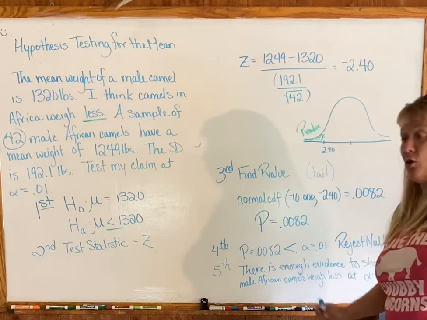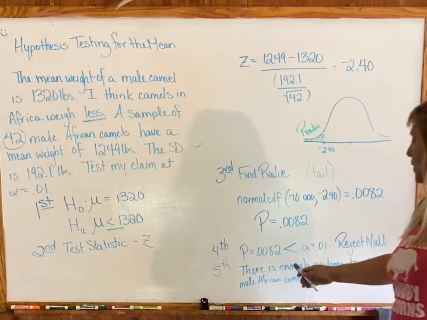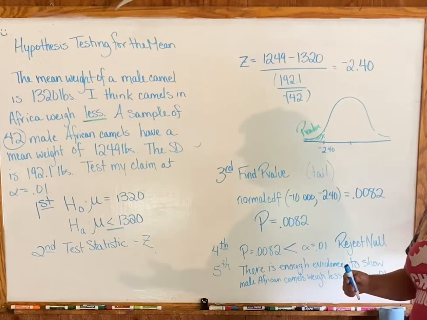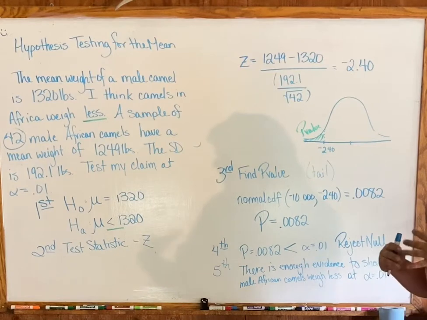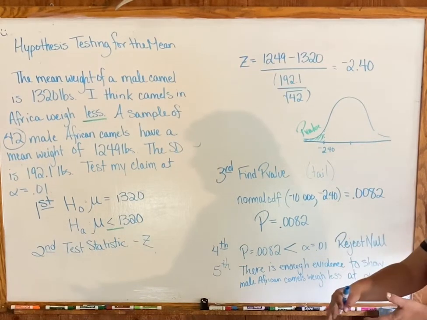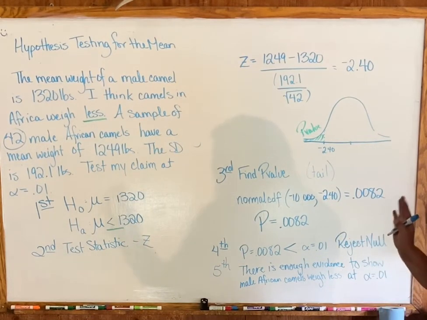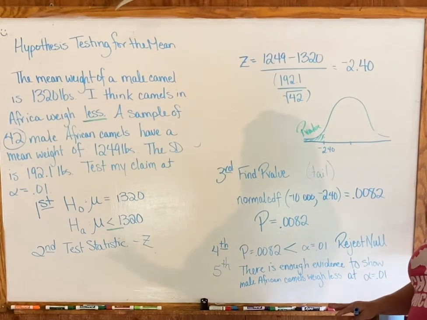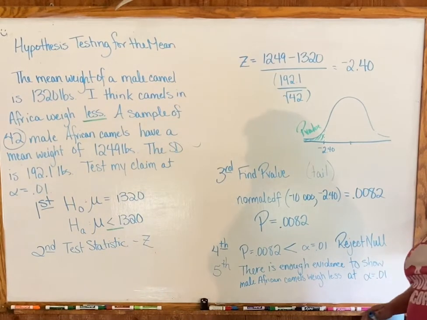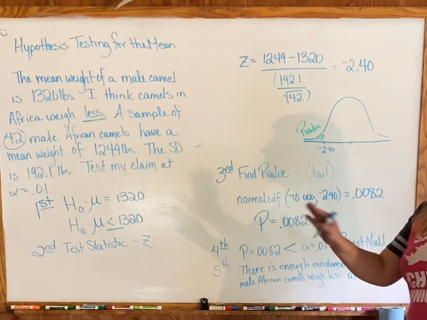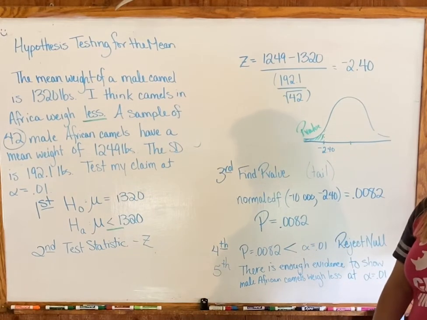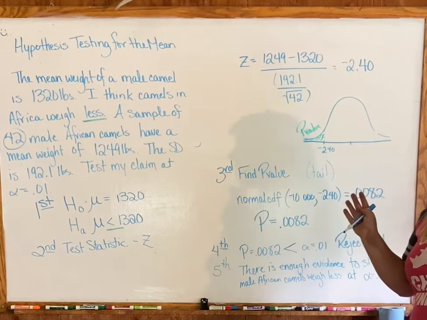We don't say, we proved. We say, there is enough evidence. And by saying there is enough evidence, we're saying, we proved beyond a shadow of a doubt. We did a good job, okay? But are we 100% sure? No. There is enough evidence to say that the male African camels weigh less, okay? So we're hedging our bets so that we're not putting out there something where someone can go, you're wrong. You're like, hey, we only said there's enough evidence.